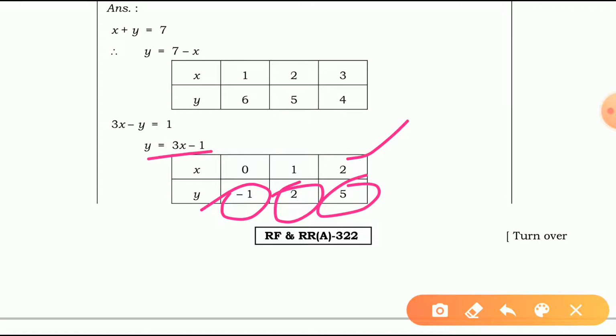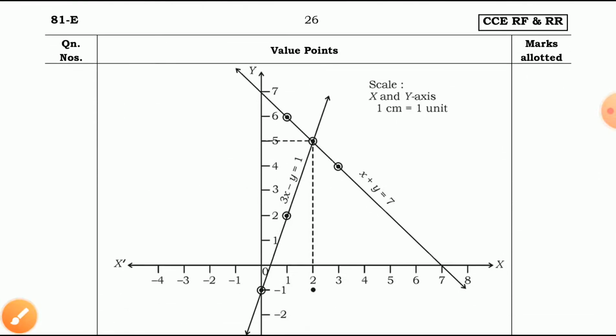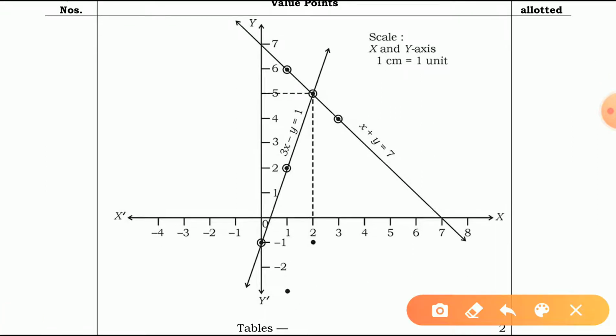Here by using these two tables, we draw the graph. Now we consider the scale. X values and y values are small. Because of this, we consider the scale like this: on the x and y axis, 1 centimeter is equal to 1 unit. Now by using the above tables, we plot the graph.